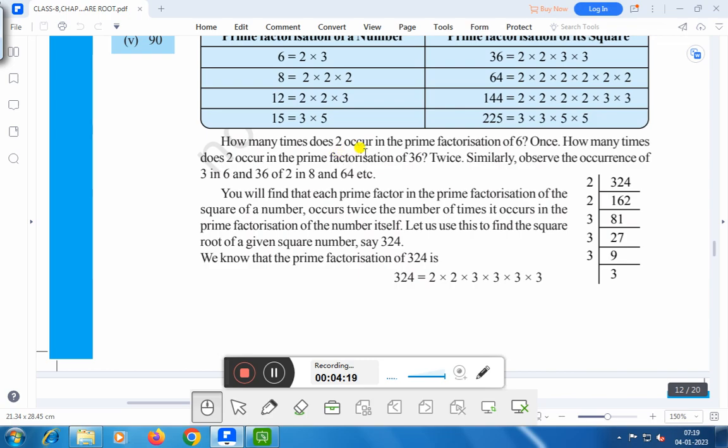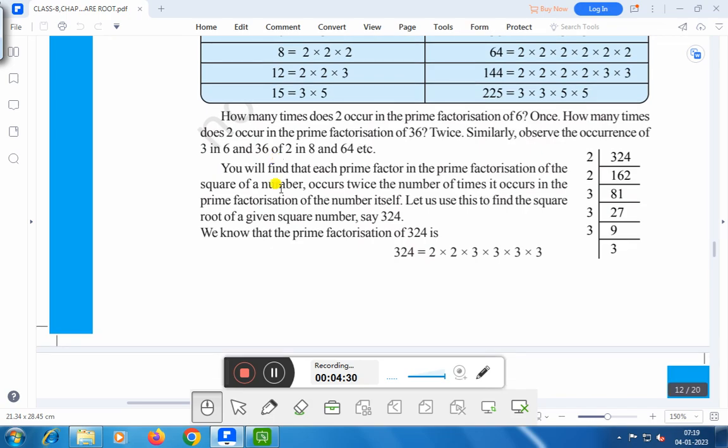How many times does 2 occur in the prime factorization of 6? Once. How many times does 2 occur in the prime factorization of 36? Twice. Similarly, observe the occurrence of 3 in 6 and 36, of 2 in 8 and 64, etc.